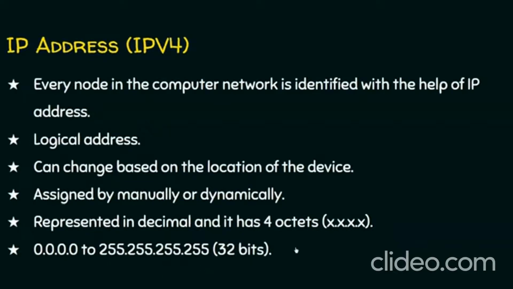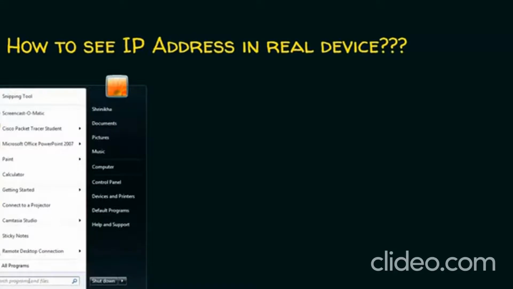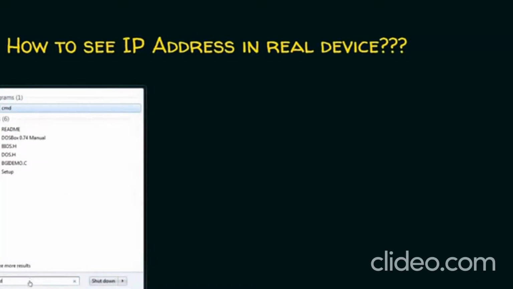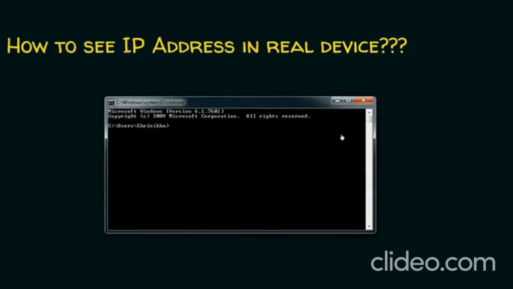We will now see how to see an IP address in a real device. To view the IP address in a real device, click the Start menu, type CMD and press Enter. When you press Enter, you will get the command prompt. This is the command prompt of the Windows operating system that I am using, and it can execute all the commands whatever I give.